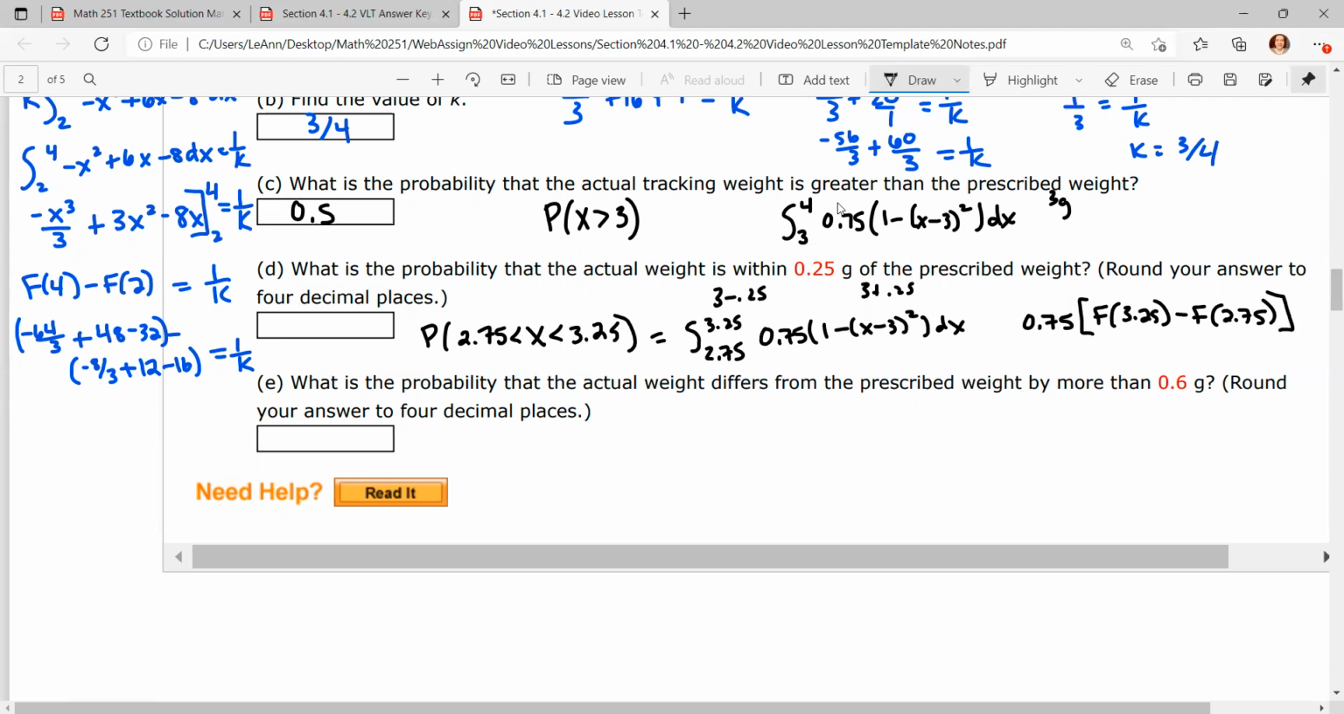And remember, our antiderivative was negative x cubed, sorry, divided by 3. And then we had, I'm looking over here, plus 3x squared. So 3.25 squared. And then minus 8 times 3.25. That's going to be my first one. And I still have this 0.75 out front.